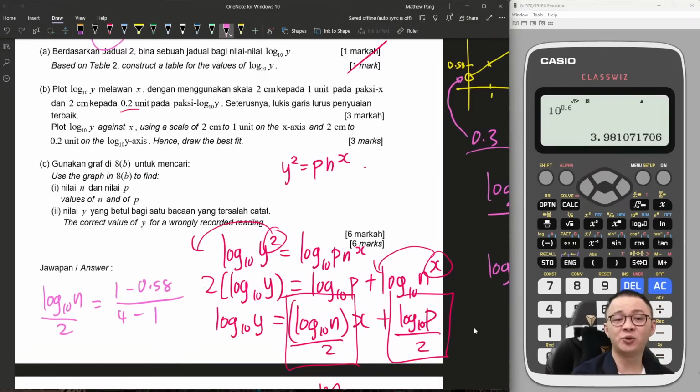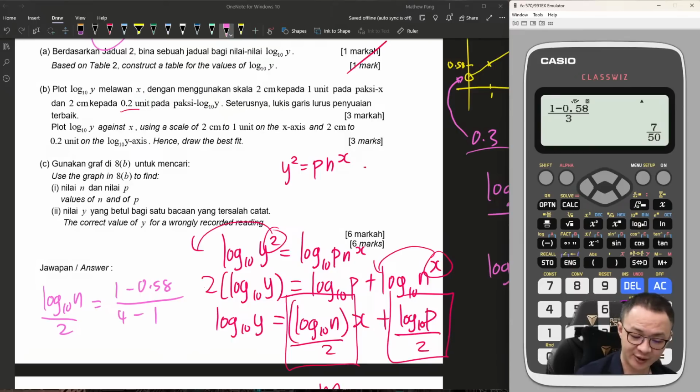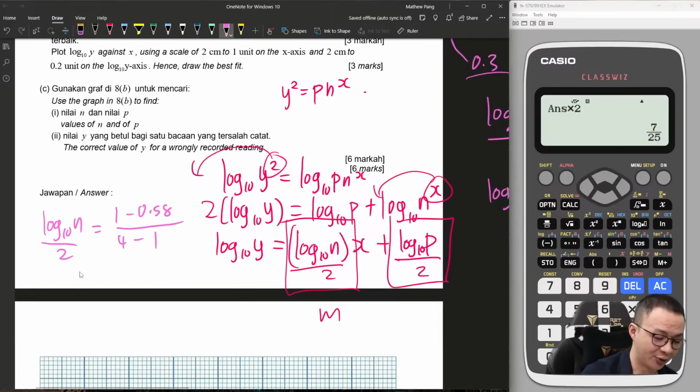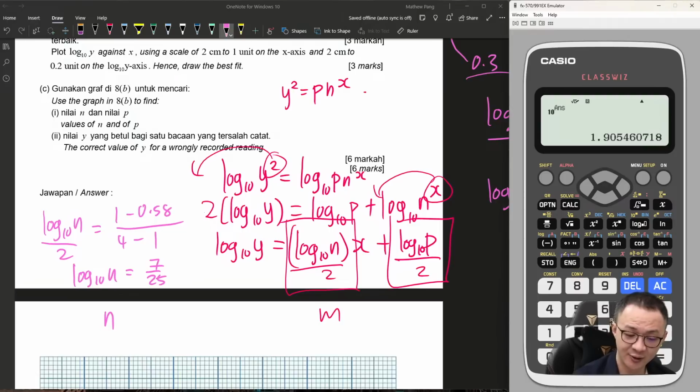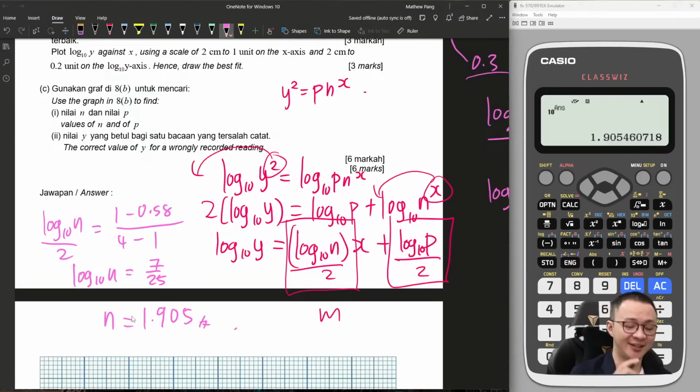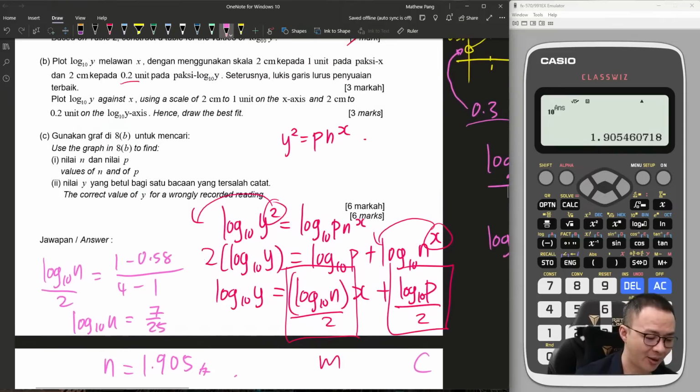Okay, so you can see I do y2 minus y1 over x2 minus x1. So use a calculator, 0.42 on the top, bottom is 3. Then this answer times 2. So therefore log 10 n equals 7 over 25. Then n is just shift log answer. So n is just 1.905. Okay, this is how we find the n and p. But understand it is c and m. M is a gradient, c is a vertical intercept.